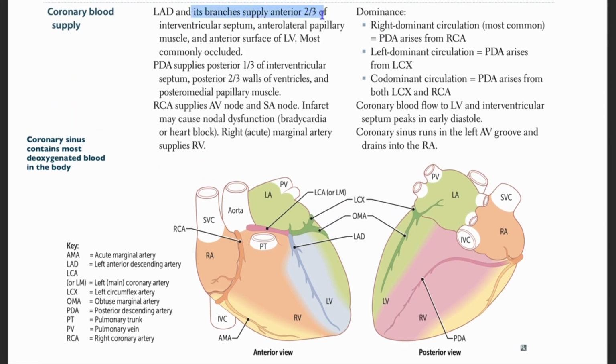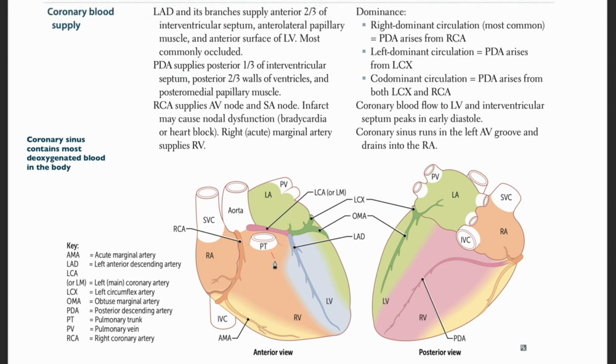So the LAD and its branches supply the anterior 2/3 of the interventricular septum. This is important. 2/3 on the top. Basically, on the inferior side, it's going to be this inferior or posterior side, right? So that's what that is. So anterior 2/3.